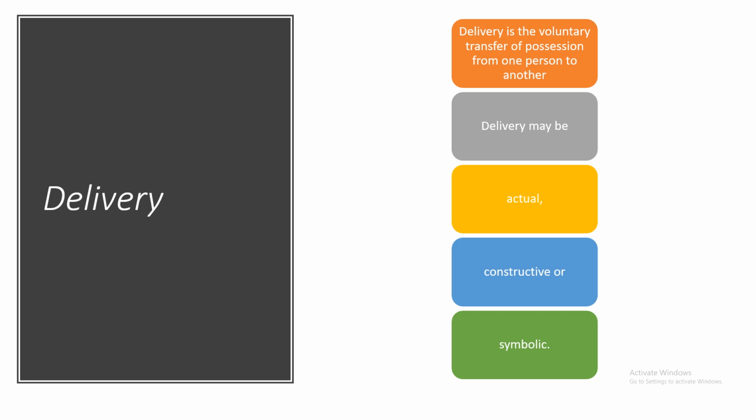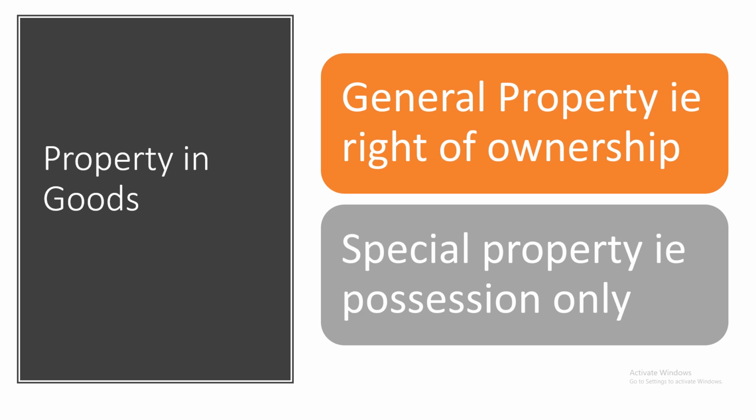Now, let us check one more important aspect, that is property in goods. Every good generally has two types of properties. One is general property, that is the right of ownership. The second one is special property, that is mere possession. In a contract of sale, general property is very important rather than special property.